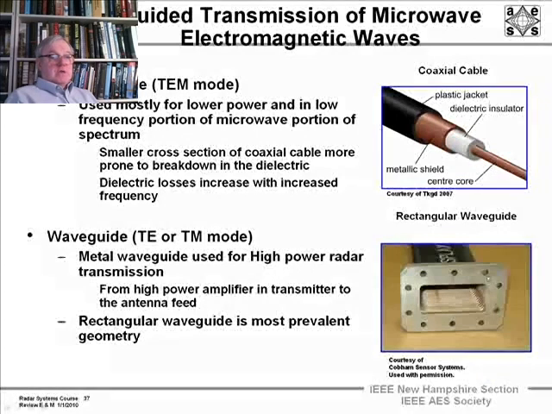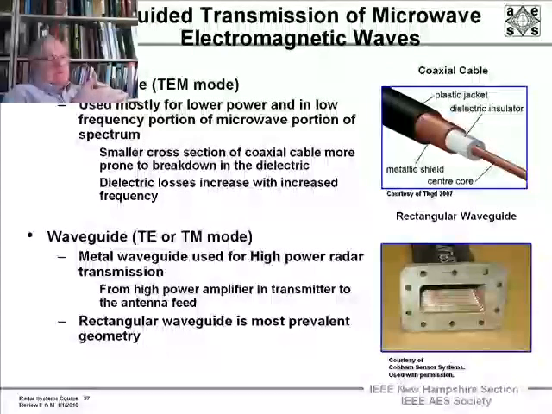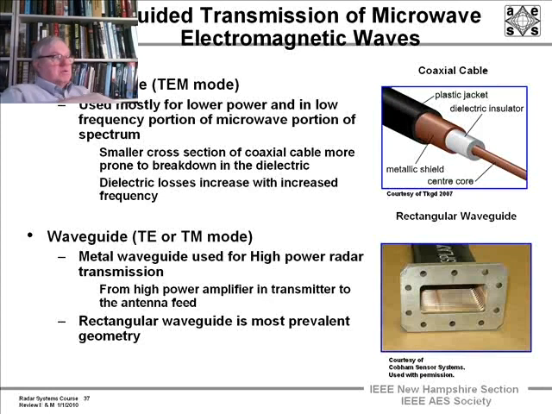As for waveguides, here we see a typical waveguide, and notice this one has ridged lines in it. With these ridged lines, you can bend the waveguide so that it can make rather slight angles, from one waveguide that's coming out flat to another piece that has to sort of bend like cooked spaghetti, so to speak. It has some losses in it, and we'll get into those things when we discuss transmitters and transmission lines. Metal waveguides are used for high-power radar transmission from the high-power amplifier and the transmitter to the feed, and rectangular waveguides are the most prevalent ones. We'll go into more details of this later.